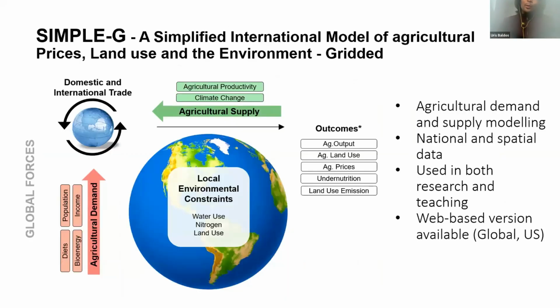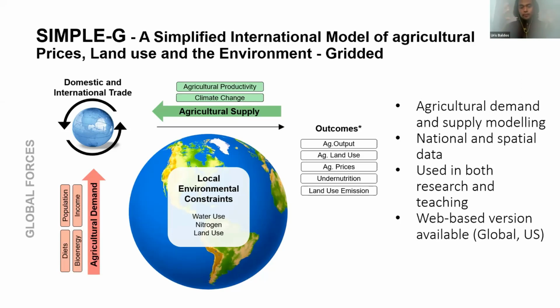So what's this tool? It's SimpleG, which is a simplified international model of agriculture, land use, and the environment. It's a partial equilibrium model for people who are modelers, and essentially it's a bunch of code that allows you to generate the changes in output if you change key drivers of agricultural demand. In the model, we're focusing on agricultural demand drivers: population, income, diets, bioenergy use, and so on. And then you also have the traditional drivers of agricultural supply, climate change, and agricultural productivity.